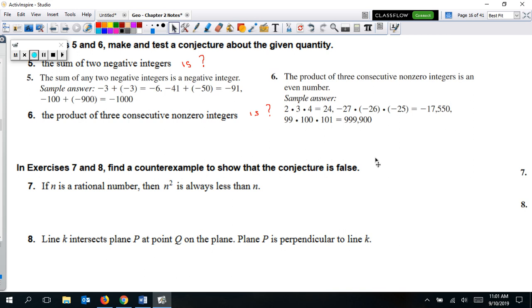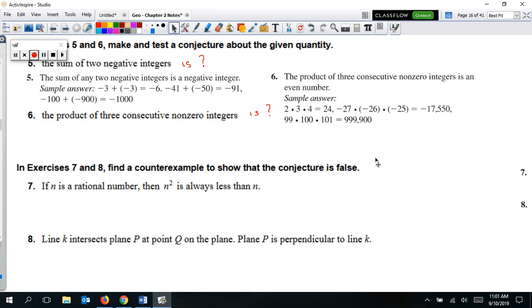Well, just try any number. Let's try 2. If n was 2, then n squared is 2 squared. So is 2 squared less than 2? No, 2 squared is 4, right? We know 2 squared is 4. Is 4 less than 2? No. That would be a counterexample.